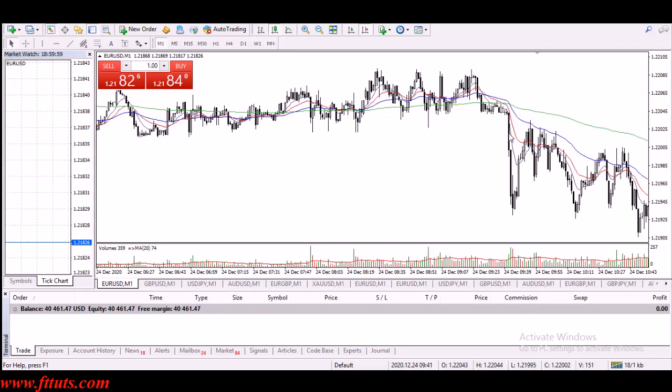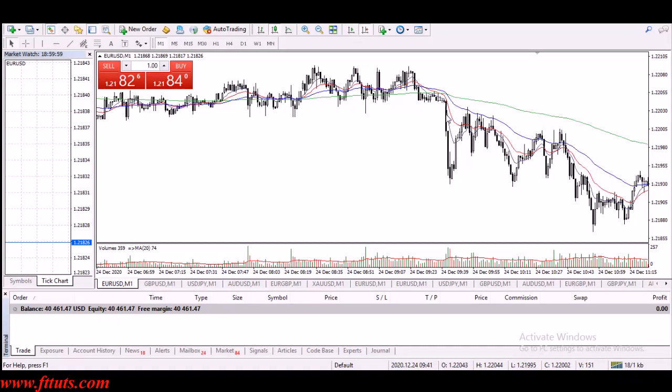Nothing is 100% sure, but it has a high probability of making a downtrend. That's what I'm talking about. Okay, so when the price breaks below these, you don't have to buy here.